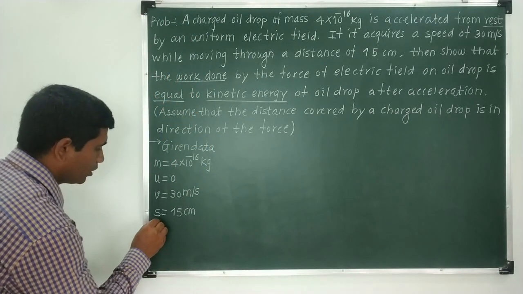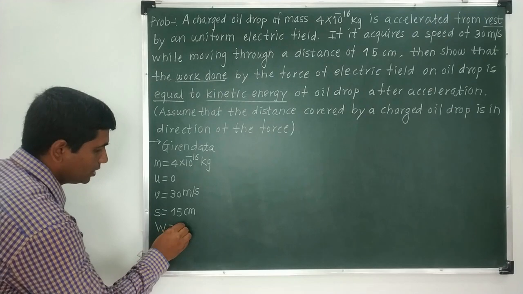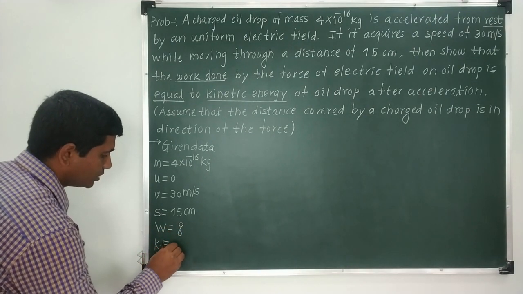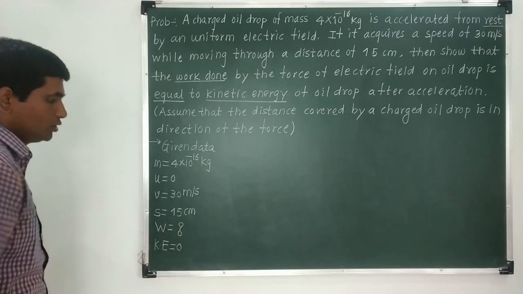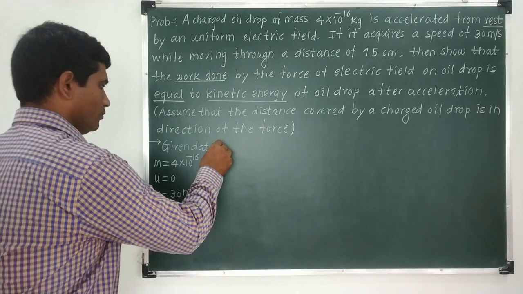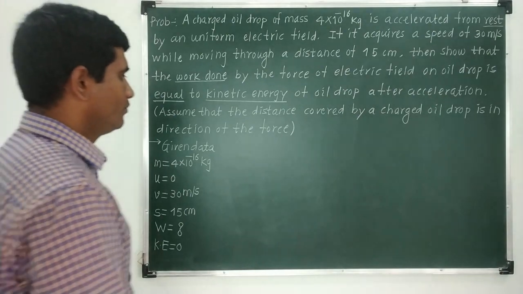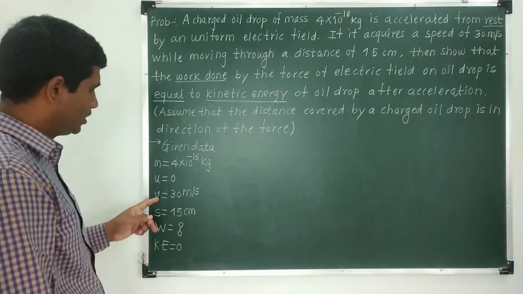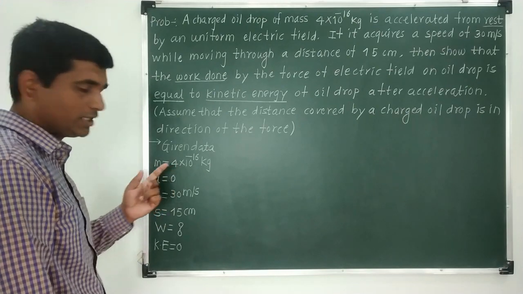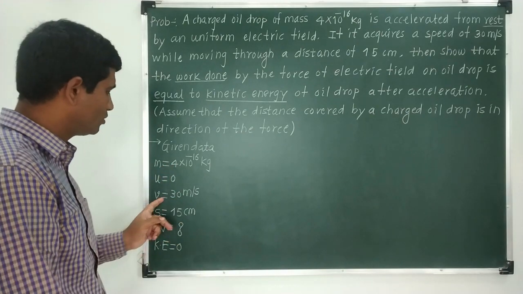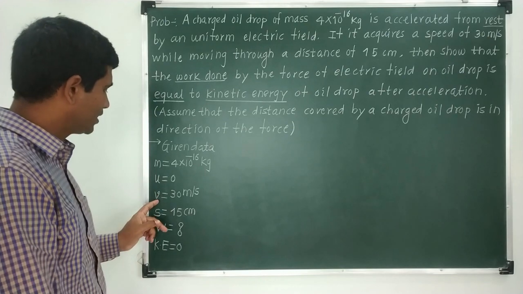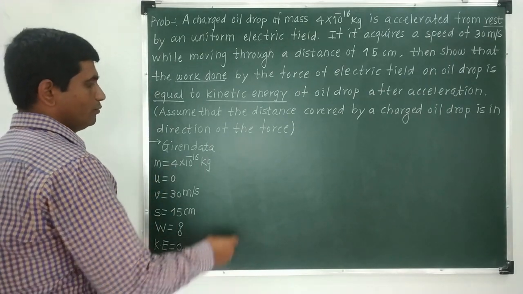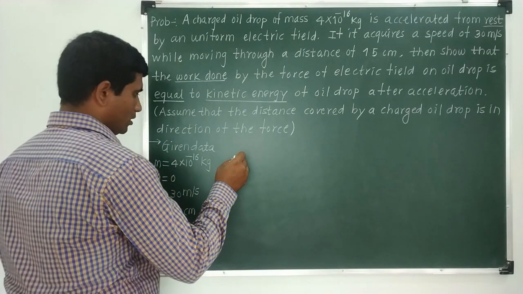Okay, so first of all I'll write it down here. Work done is equal to question mark and kinetic energy is equal to question mark. Okay, so let us start with this. First of all, we will try to calculate the kinetic energy, because we already know that as the initial velocity is 0, the initial kinetic energy is 0, and the final kinetic energy we can calculate with the help of mass and velocity. Okay, so we will write it down over here.